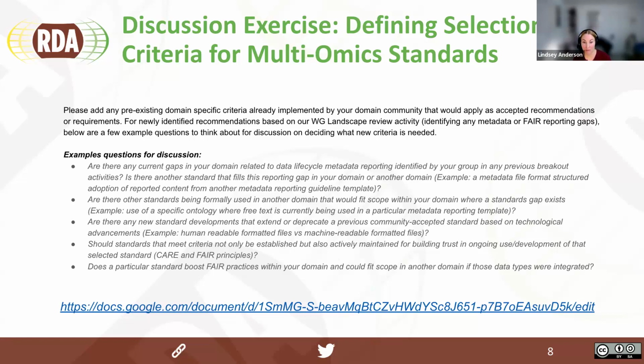Are there other standards being formally used that would fit the scope? Are there ontologies that could be adopted into your reporting guideline that maybe you don't have right now? Maybe it's unstructured text, which makes it hard for machine actionability, things like that. And are there new developments that maybe not everyone's aware of that extend or deprecate an existing standard? Not because it's outdated, but maybe it just doesn't fit the format or it's incomplete. And moving forward, there's a new one being developed.